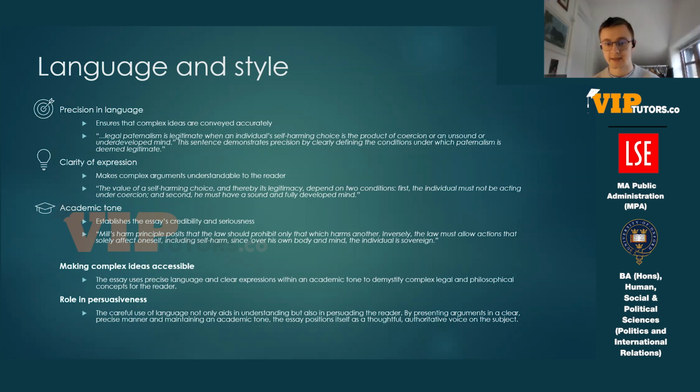Language and style is incredibly important for making complex ideas accessible and for being persuasive, which is what John Jung does, because he very well steps the line between being academic, but also being clear and precise. His essay could have easily been a lot longer, but it is the length it is because of his clarity and precision in language.